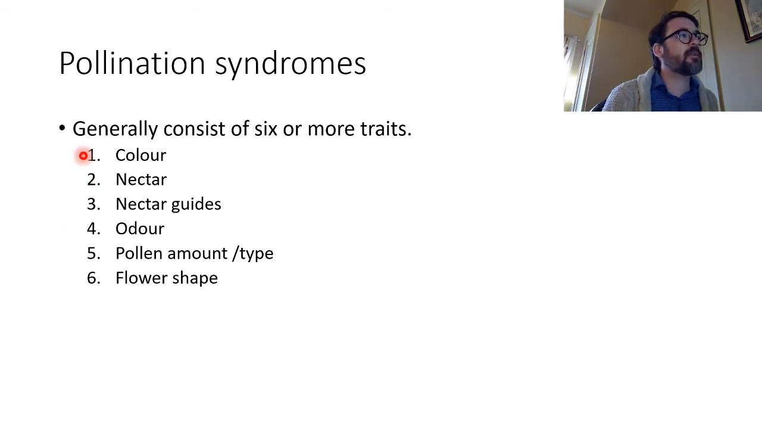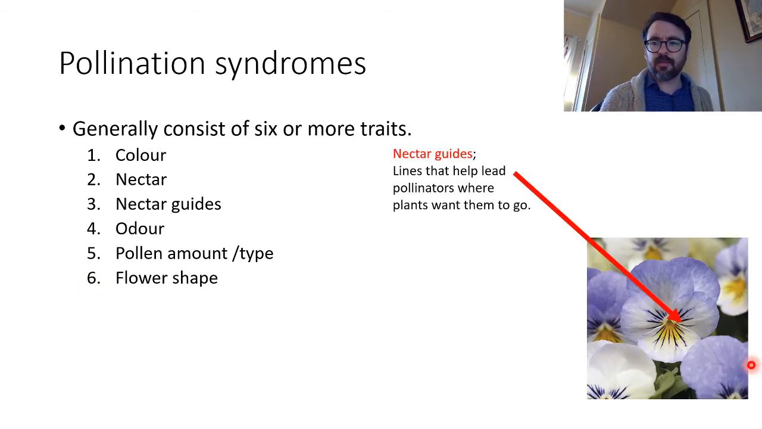And so those traits are color, nectar, nectar guides, the odor of the plant, the pollen amount and type, and the shape of the flower. And so I think most of these you probably know what I mean. Nectar guides, in case you're wondering what those are, you often see these sorts of stripes in plants that help, those are nectar guides. They sort of help insects know where the center of the plant is.